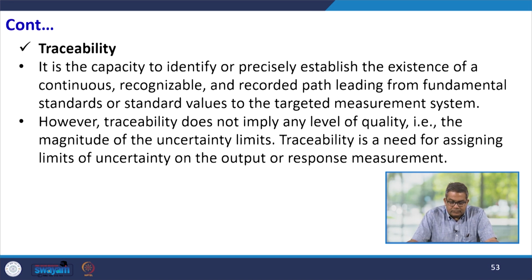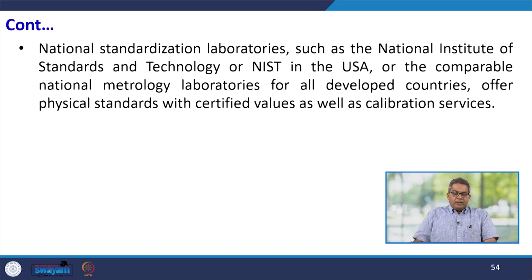Traceability. It is the capacity to identify or precisely establish the existence of a continuous recognizable or recorded path leading from a fundamental standard or standard values to the targeted measurement system. However, traceability does not imply any level of quantity, that is the magnitude of uncertainty limit. Traceability is a need for assigning limits of uncertainty on the output or response measurement.